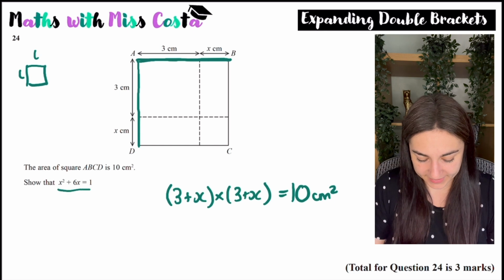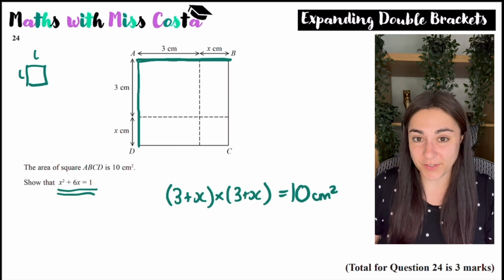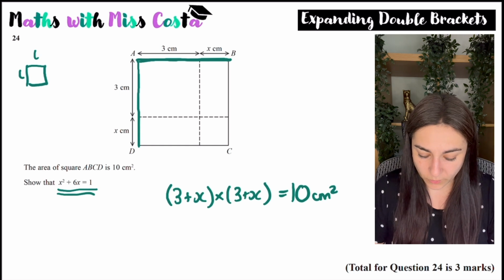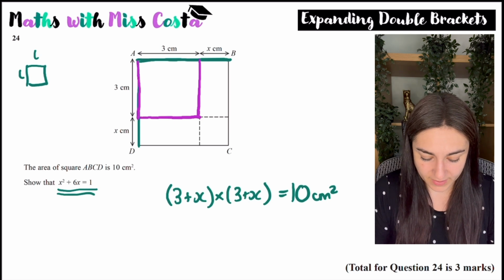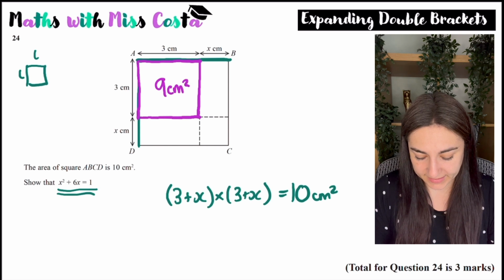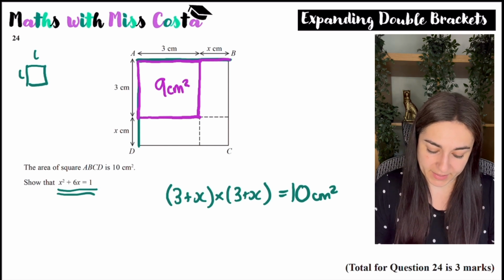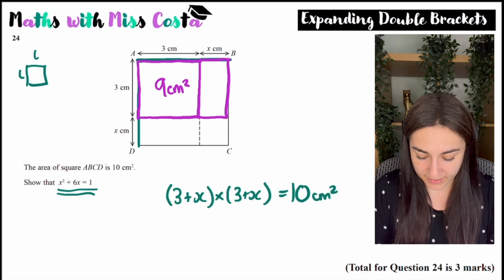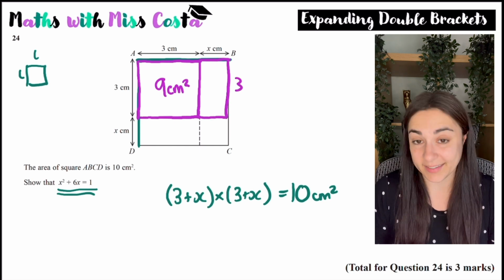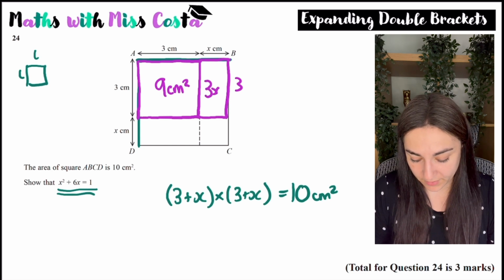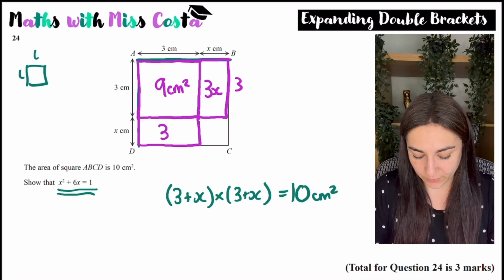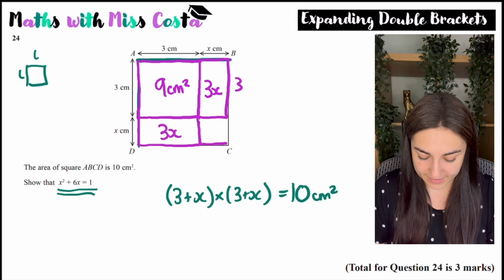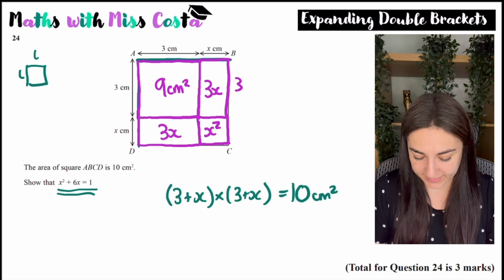Now I need to show that x squared plus 6x equals 1. So there's a few ways I can do this. First of all, what I could do is work out the areas of the individual bits of the square. So over here, this area is going to be 3 times by 3, which is 9 centimeters squared. Then I could work out the area of this bit here. That's x times by 3, because if that length here is 3, this length here would also be 3. So that would be 3x. Then here, that length here is also 3, so that would also be 3x. Or over here, I'd have x times by x, so that would be x squared.